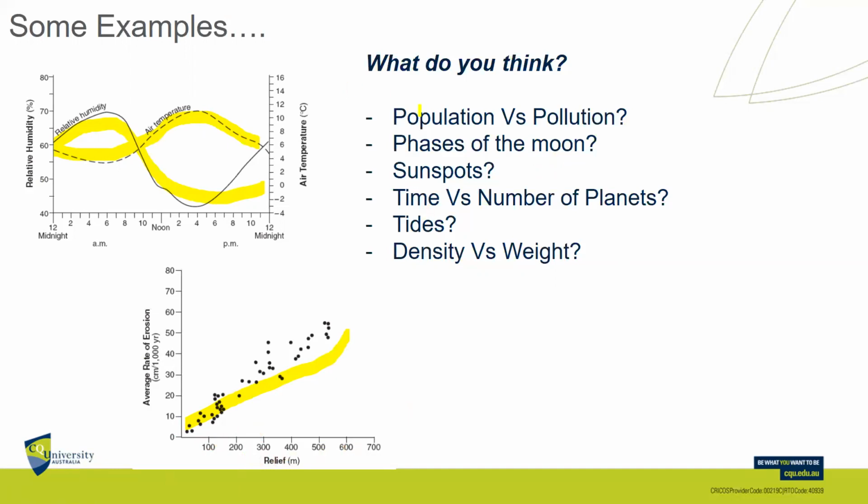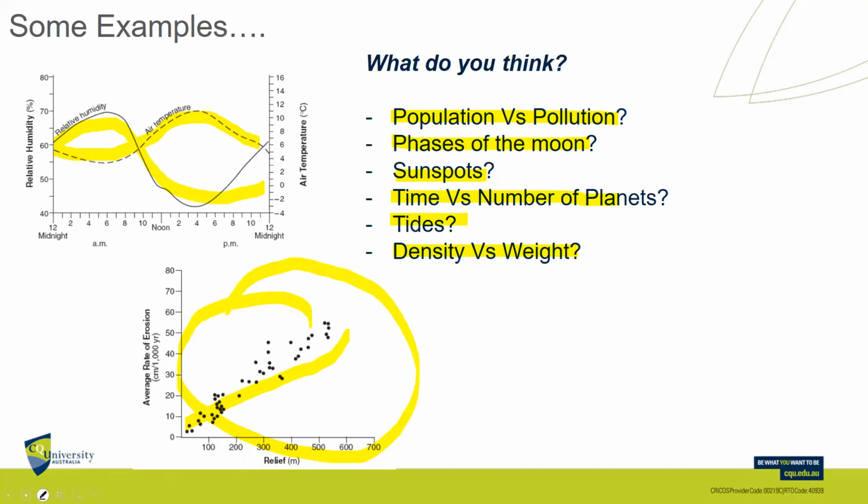So again, what do you think? Population versus pollution? Okay, probably going to be a direct relationship. Phases of the moon, probably predictable. Sunspots, probably like this one here, I would imagine. Are they? Time versus the number of planets. Tides, probably going to be predictable. Density versus weight, probably going to be predictable. There'll be relationships in there.